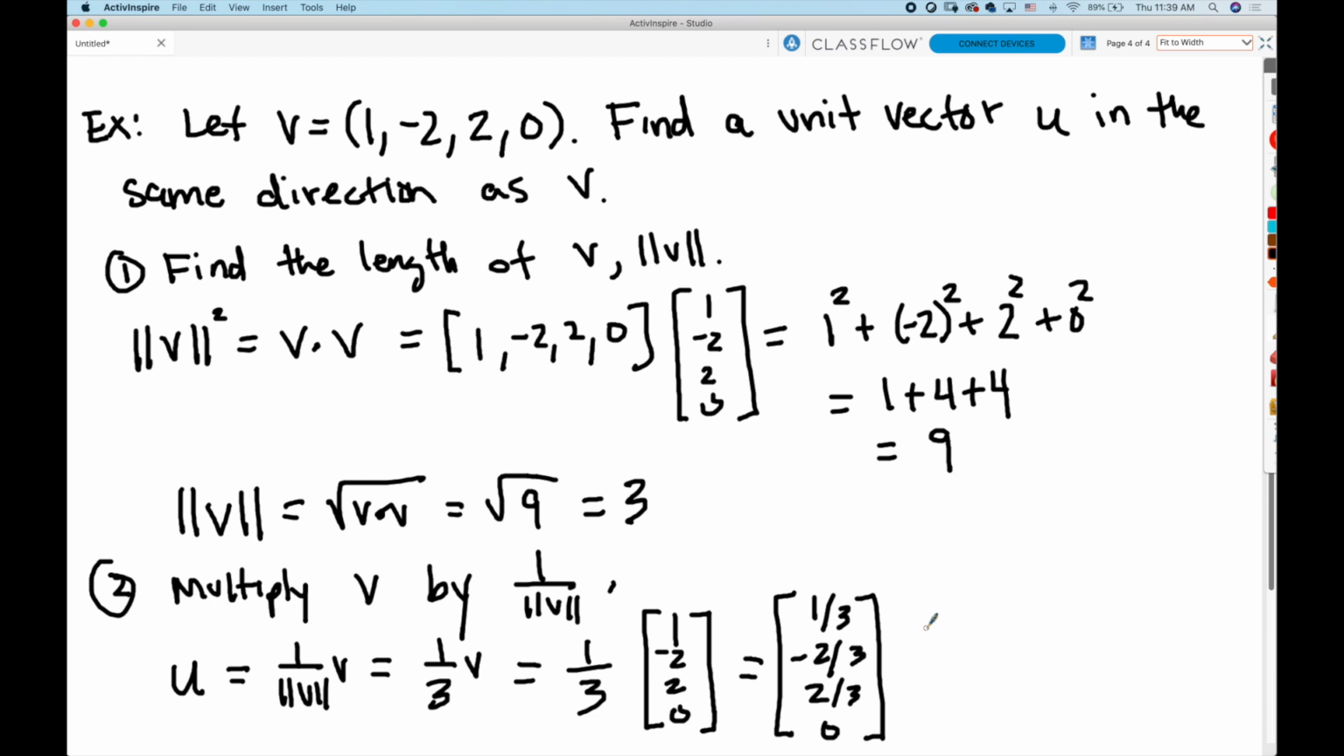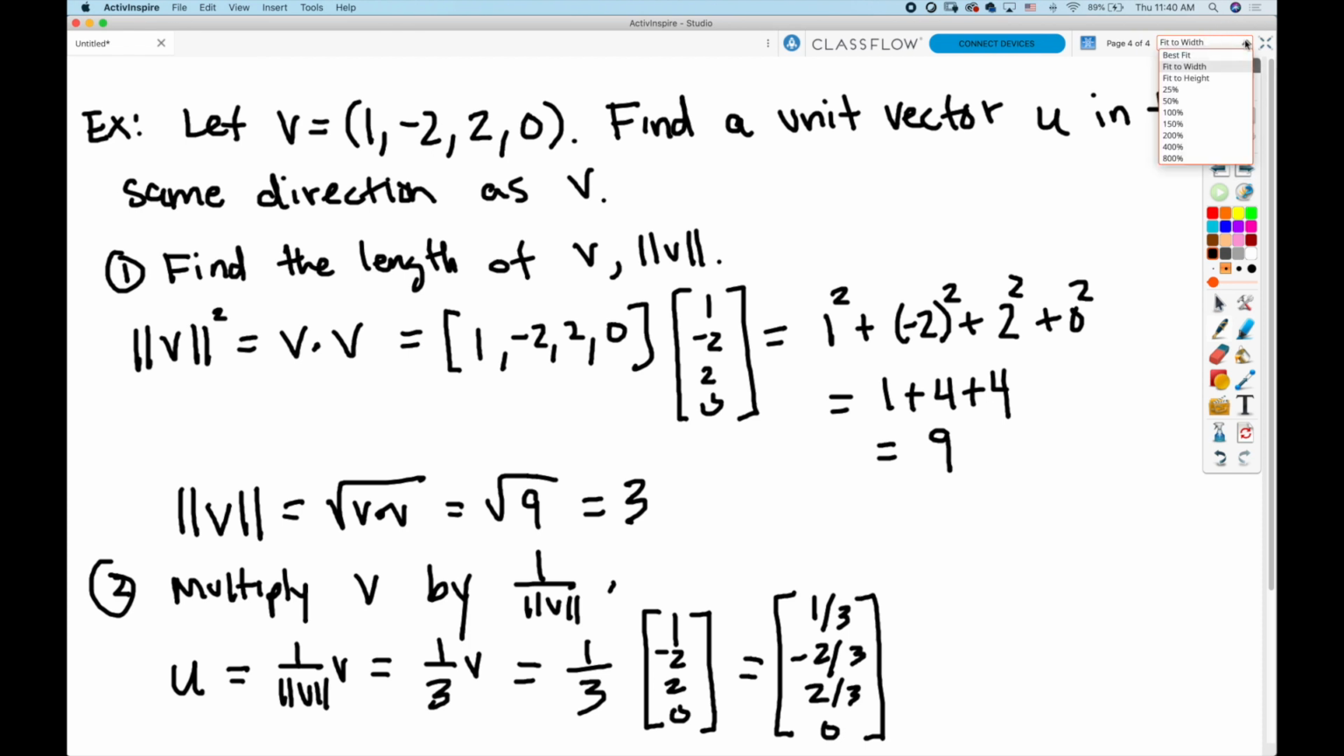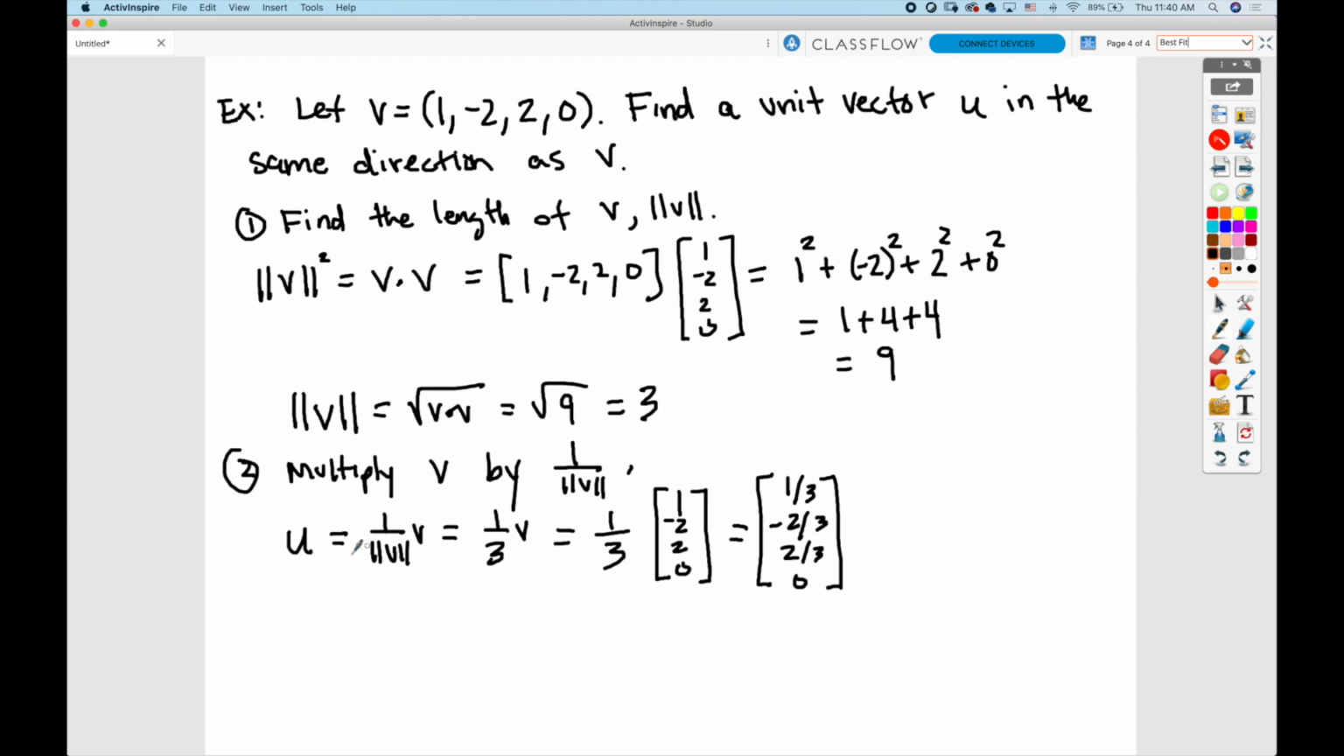Okay. And so our unit vector u is going to be this vector here: 1/3, -2/3, 2/3, 0. We can also, if we wanted to, check to make sure the norm of u, or the length of u, is 1. So that's how we're going to check to make sure this is a unit vector. In other words, we can just show that the norm of u squared is equivalent to 1. So let's check our work really quickly, just to show you that it is a unit vector. Let's check to make sure that the norm of u squared is equal to 1. So that proves that u is a unit vector.